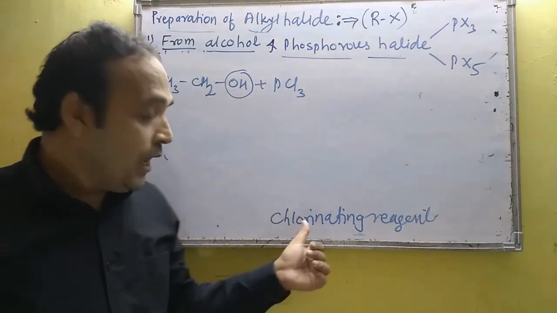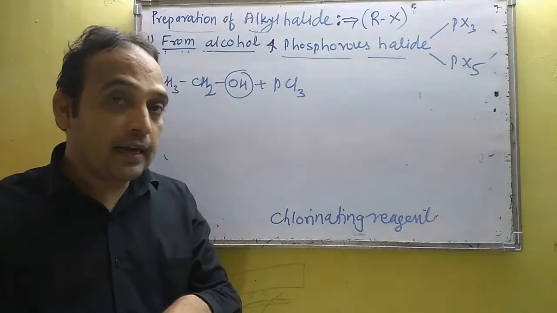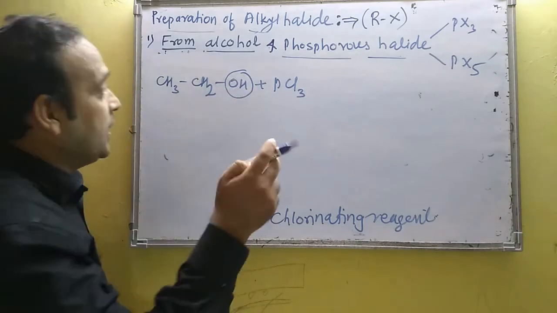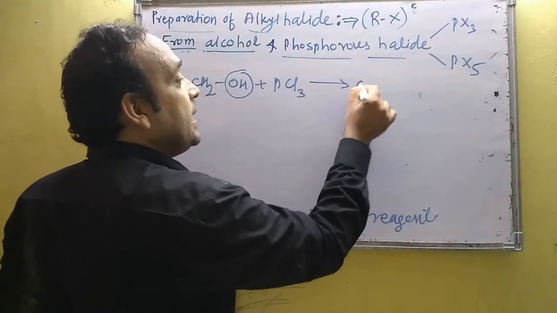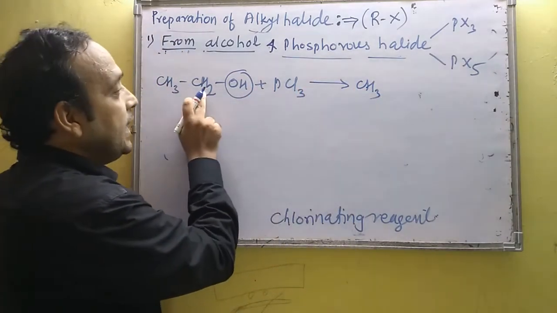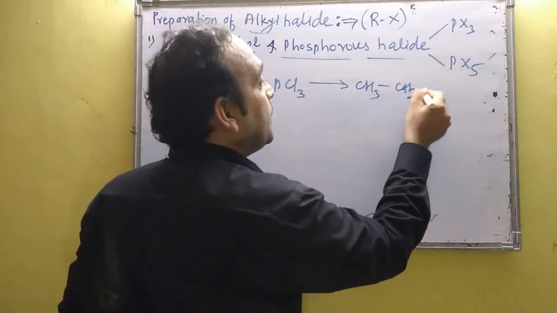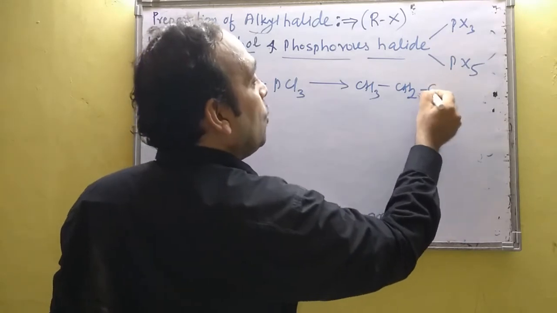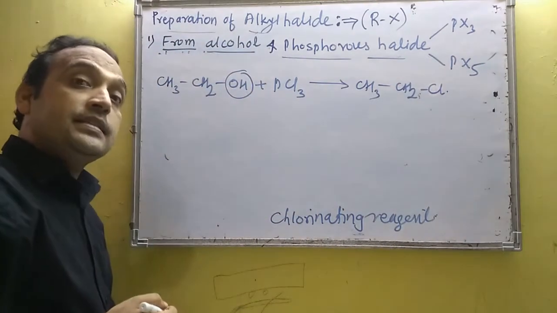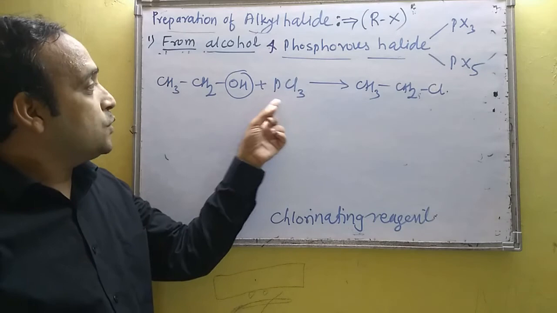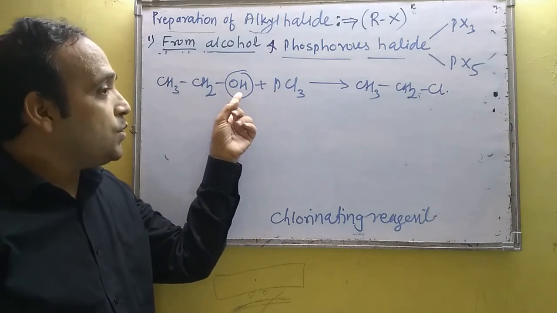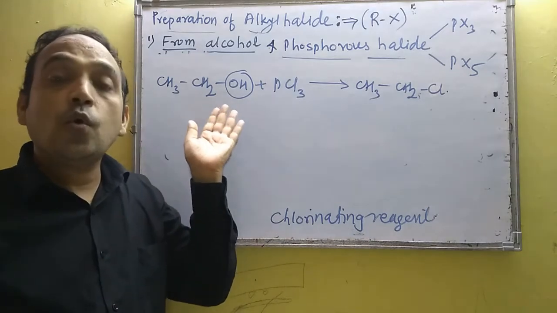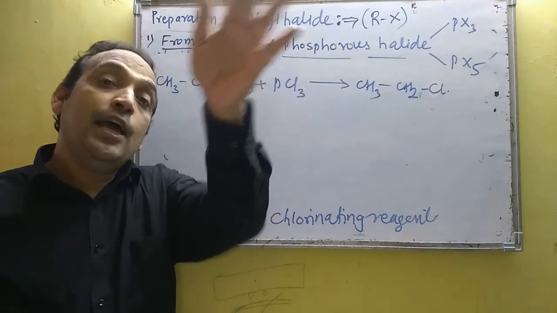PCl3 का रोल क्या है? क्लोरीनेटिंग रिएजेंट. ये क्या करेगा? OH को रिप्लेस करेगा Cl से. My product here is CH3CH2Cl, where OH is replaced by Cl. So PCl3 is a chlorinating reagent. It replaces OH by Cl. This is the reaction of alcohol with phosphorus trichloride.